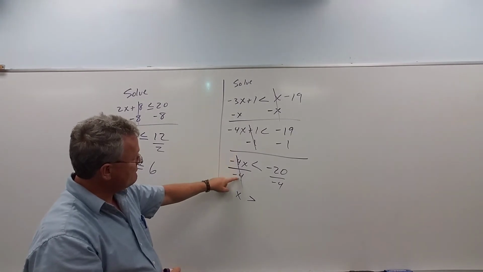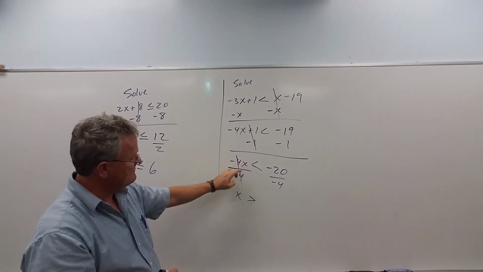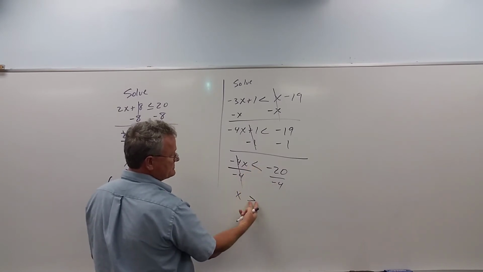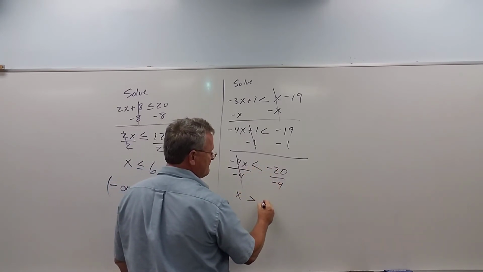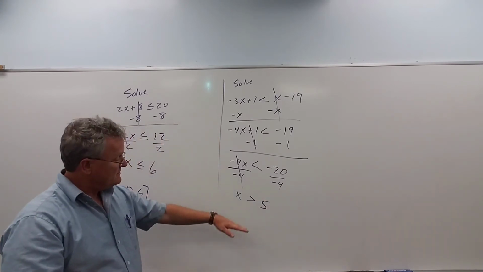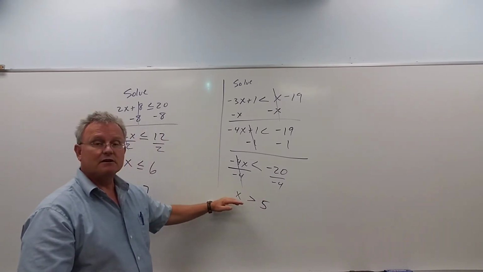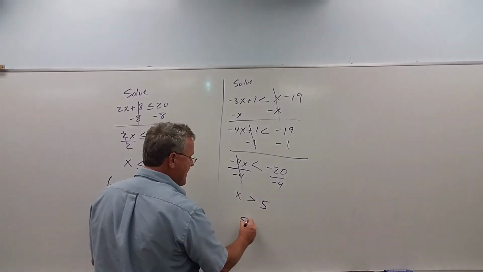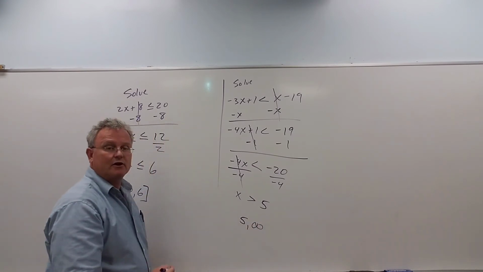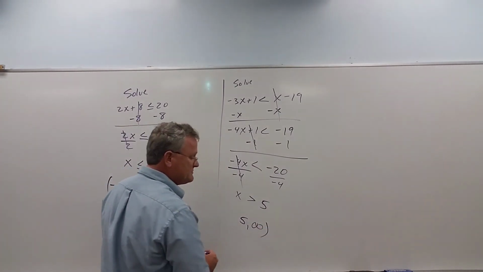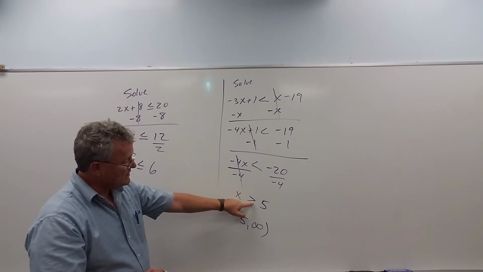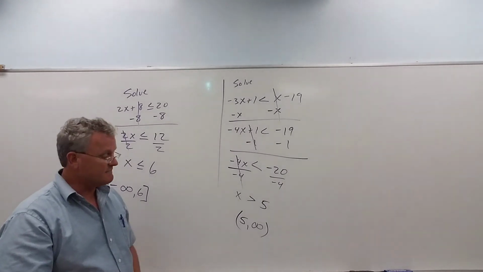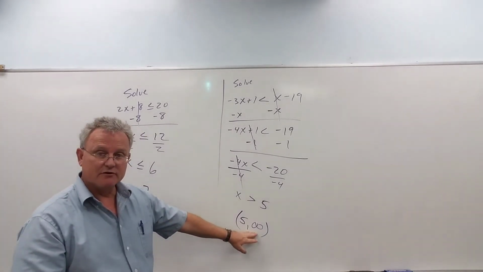So negative 4 over negative 4 is 1, and 1 times x is x. Because I divided by a negative, I reverse. Negative 20 over negative 4 is positive 5, and this is our solution. x can be any number bigger than 5, or any number from 5 up to infinity. Around infinities, we always use parentheses. There is no equal underneath the 5, so therefore we put a parenthesis around the 5. This is the answer in interval notation.